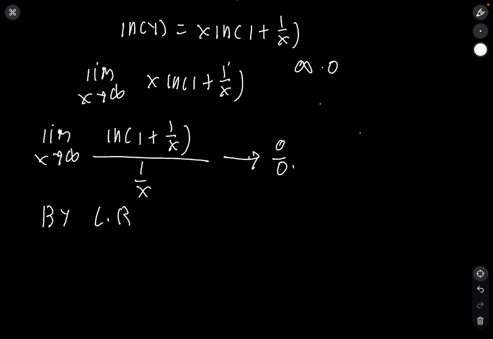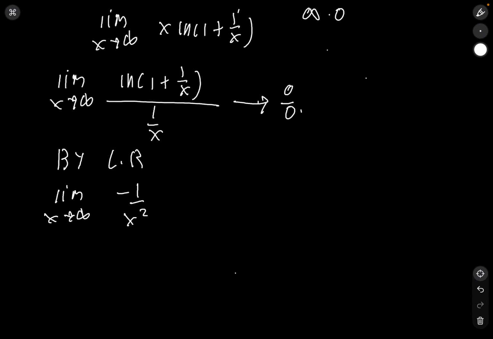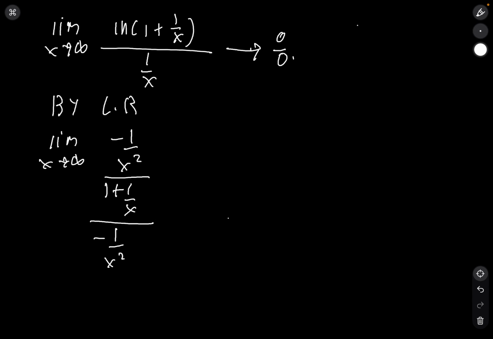So by L'Hopital's rule, once we take the derivative, we're going to have some very, very different things. So we have natural log of 1 plus 1 over x, which for the derivative is negative 1 over x squared all over 1 plus 1 over x. Then we take the derivative of 1 over x, which is just negative 1 over x squared. And you can see actually that we can cancel out these terms because they're the same.